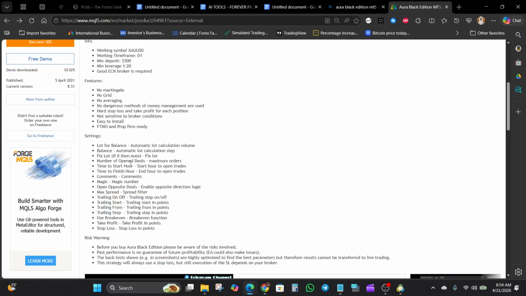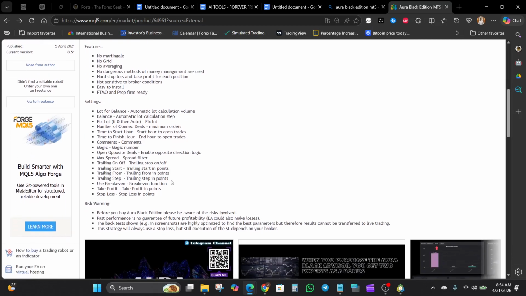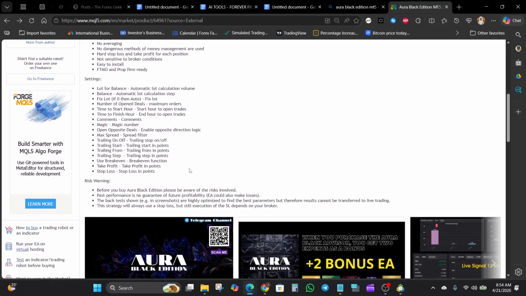And then, of course, we have the spread filter and time filters for when trades can open, and we have the trailing stop as well, and break even functionality, and even the ability to open opposite trades depending on conditions. So overall, it's pretty flexible in terms of configuration, but still structured around controlled risk.